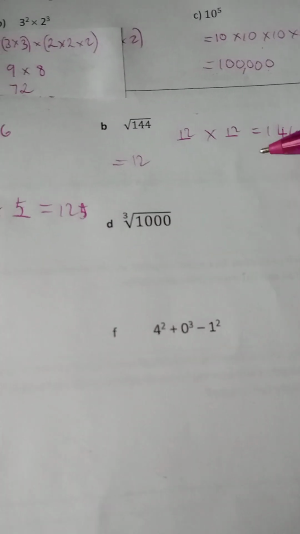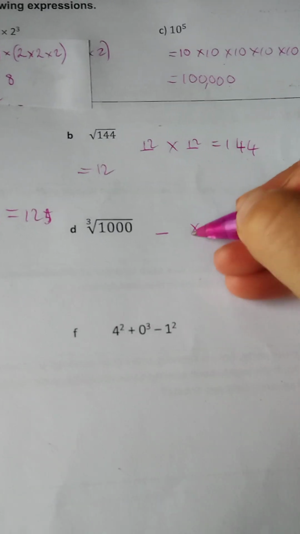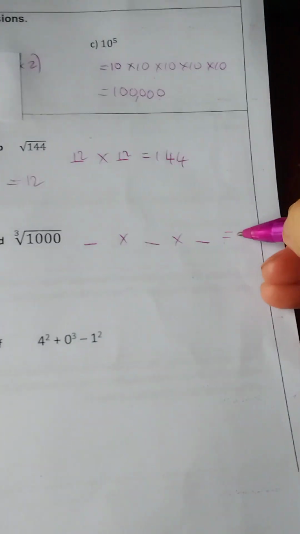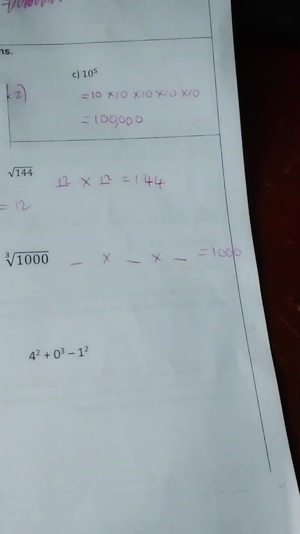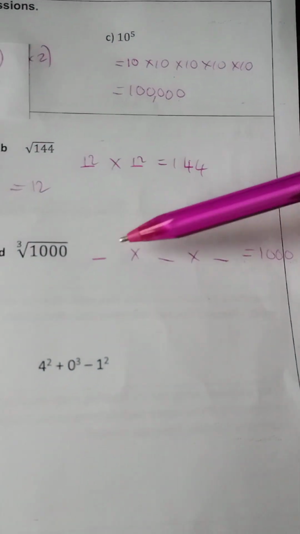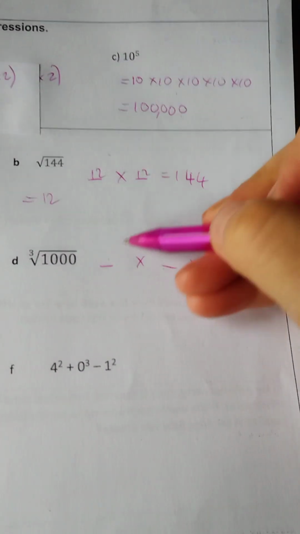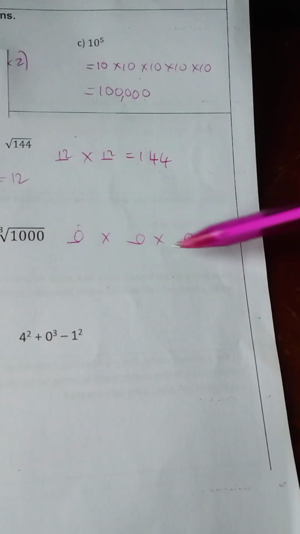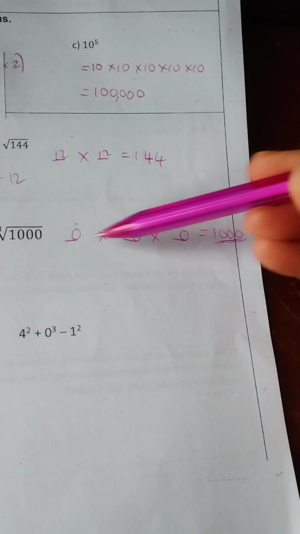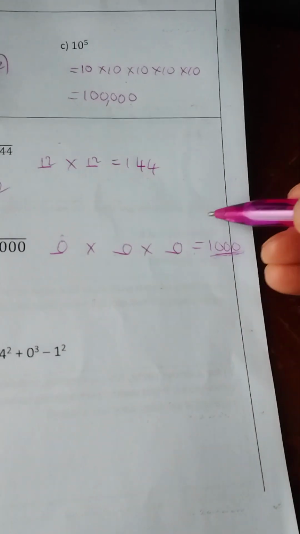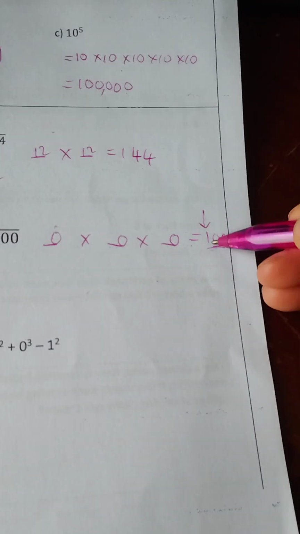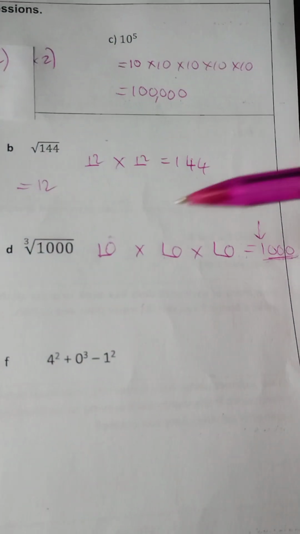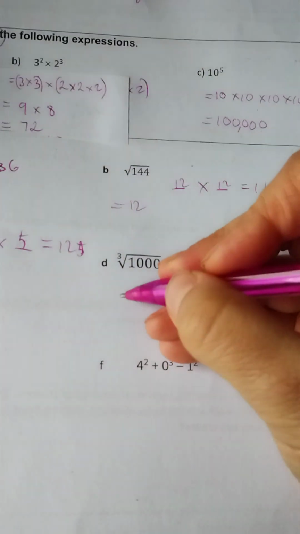With D, power 3 again. So something times something times something, 3 times, to give you 1,000. 1 and 3 zeros. Now, because we have 3 zeros, we can split them up in each section. So 1 can go here, 1 can go there, 1 can go there. That will give me 3 zeros in my answer if I multiply it 3 times. And what must I put in each one to get the number 1? Well, I know 1 times 1 times 1 will give me 1. So the number I've made is 10. So this would equal 10.